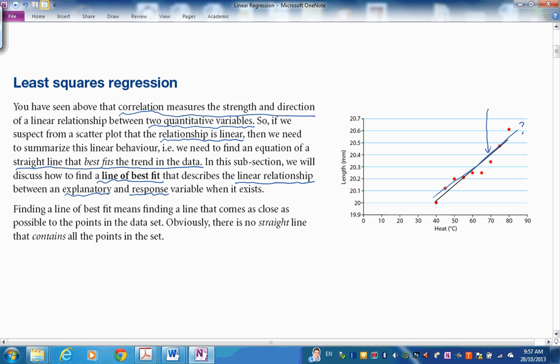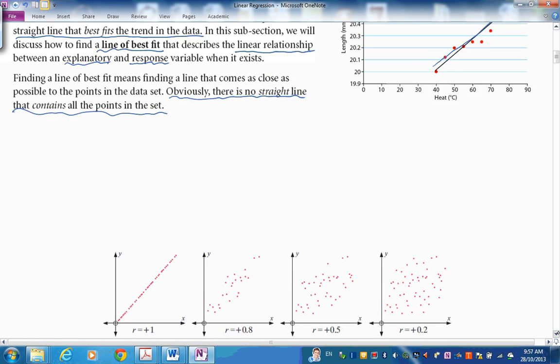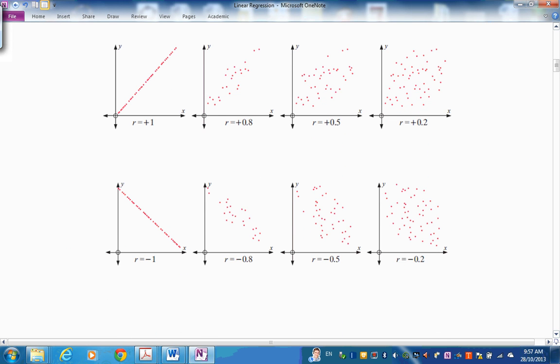Okay, so Pearson's over here says that obviously there is no straight line that contains all the points in the set. I don't think I agree with that one. Come on down and let's have a look at what we might say. Oh, here's a couple. I think you can see that if we have a correlation coefficient, Pearson's correlation coefficient, or product moment correlation coefficient, then if it's 1 or negative 1, the points do actually perfectly form a straight line. So that's the only case. That's pretty extraordinary that it would be like that.